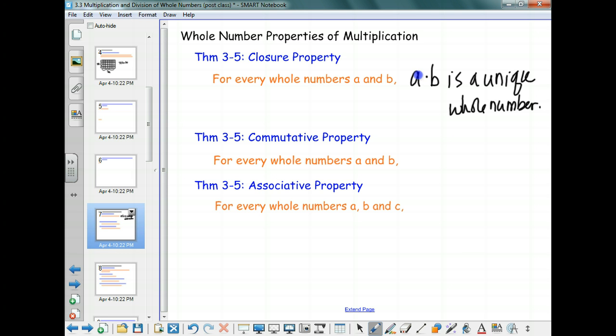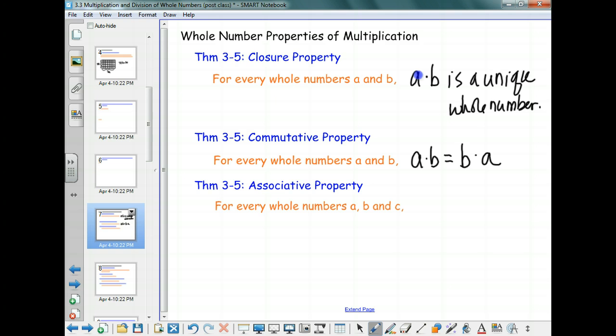Okay, so tell me what commutative was. Right, so where we can sort of switch the order of the numbers, right? And it's the same thing for multiplication. So for multiplication, if you have whole numbers A and B, then A times B is equal to B times A. You can reverse the order of multiplication, right? 5 times 2 is 2 times 5.